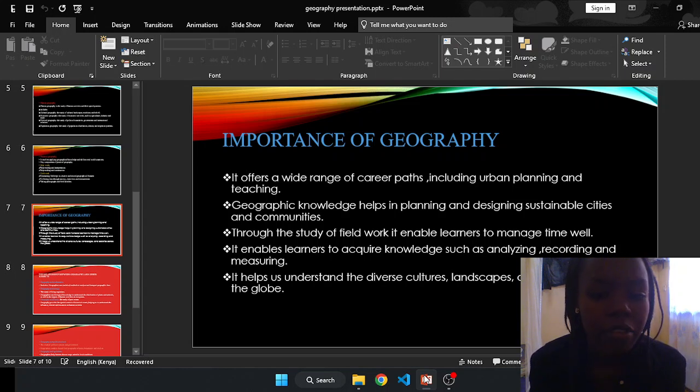So after that, it offers a wide range of career paths. Geographic knowledge helps in planning and designing sustainable cities and communities. So that's the next one.